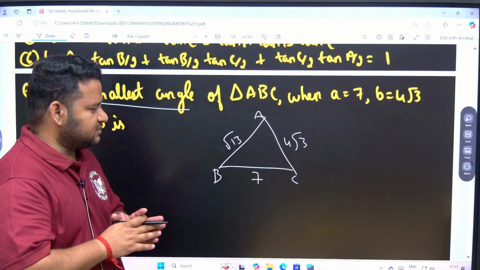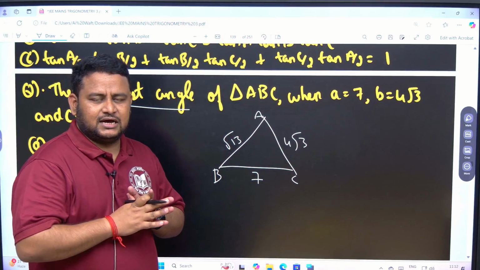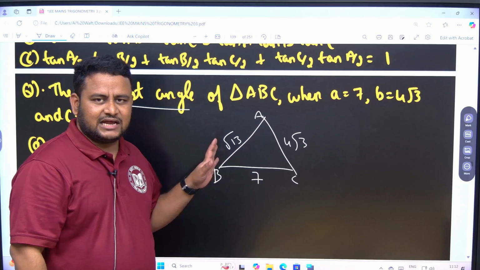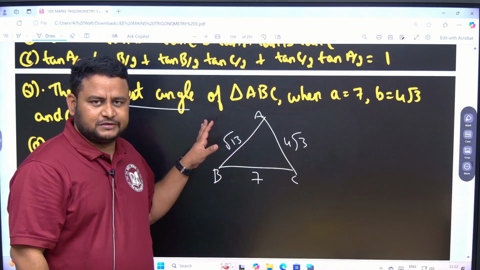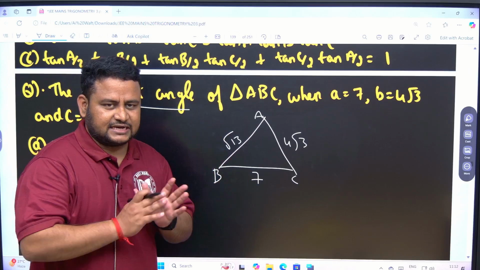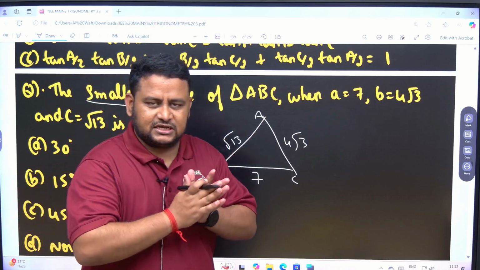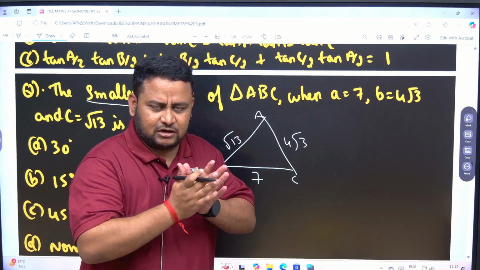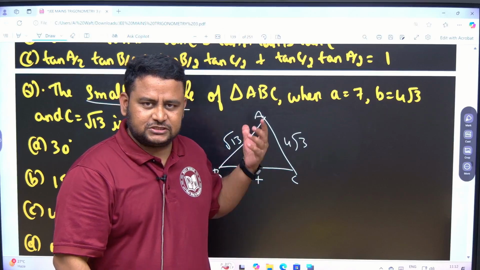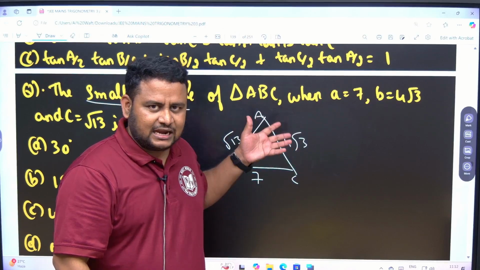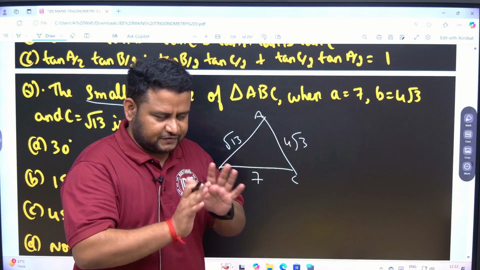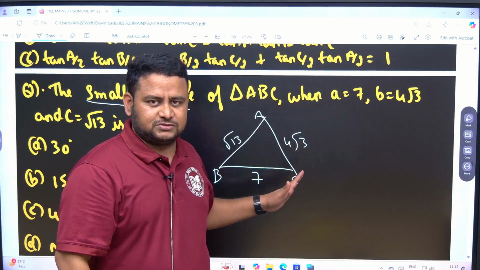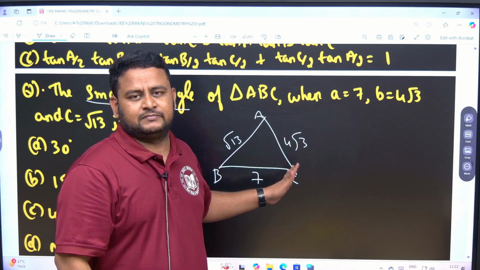By looking at this, one thing you know: the smallest angle will be the one having the opposite side which is the smallest. To be very precise, the angle opposite to the smallest side will be the smallest angle, correct na?